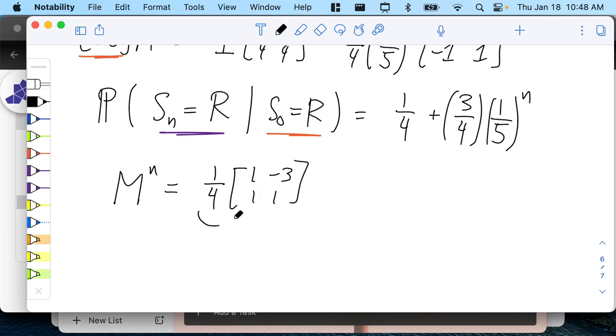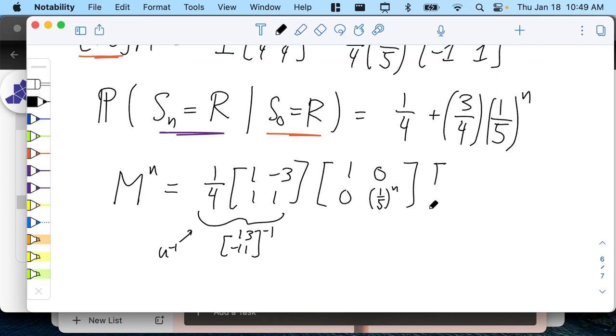1 quarter, 1 minus 3, 1, 1. This whole thing, by the way, is 1, 3, minus 1, 1 inverse. So 1, 3, minus 1, 1 are the two eigenvectors stacked on top of each other. That's their inverse, so this is the U inverse. And then you multiply by 1, 0, 0, 1 over 5 to the n. And then you multiply it by 1, 3, minus 1, 1. So you can calculate the matrix M to the n exactly, and if you figure out what it is, it will be some matrix. Okay, I'm just going to leave it at that.